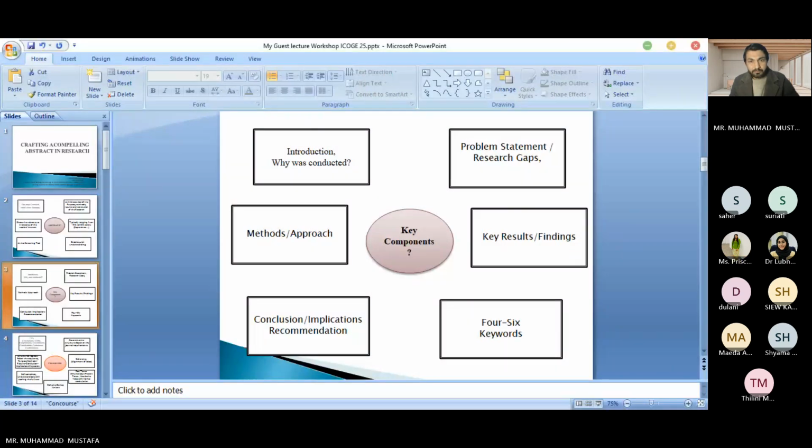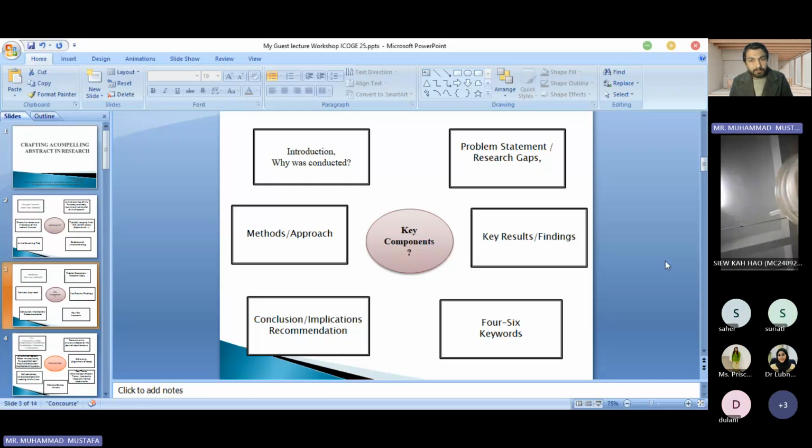Yes, sir. Okay. So after mentioning the research gaps or research problem statement, to grab a compelling abstract, the researchers mention the methods or approaches, whether the research was a qualitative paper or quantitative paper or mixed method based research. So that is also a key component of a good abstract.